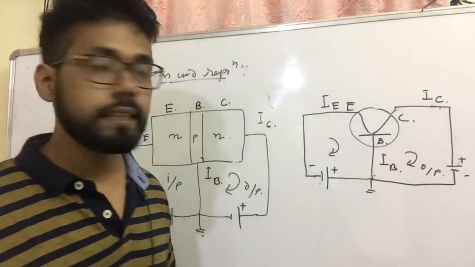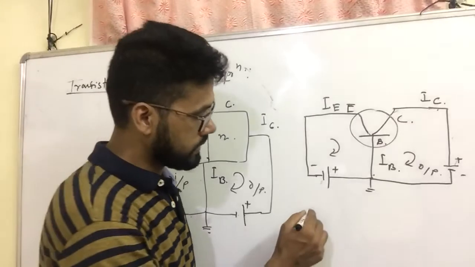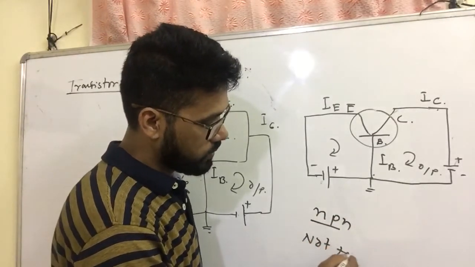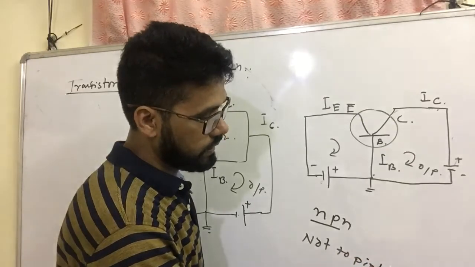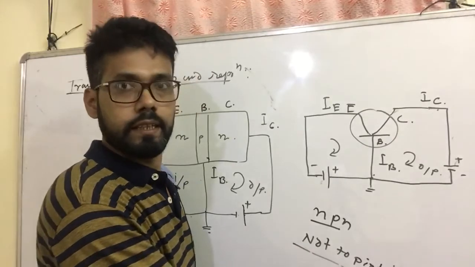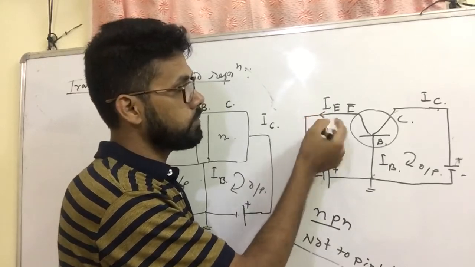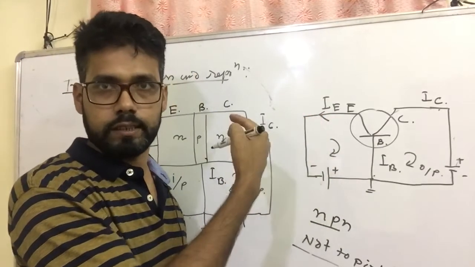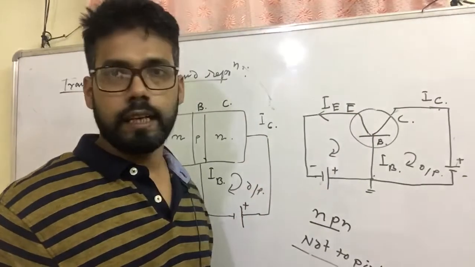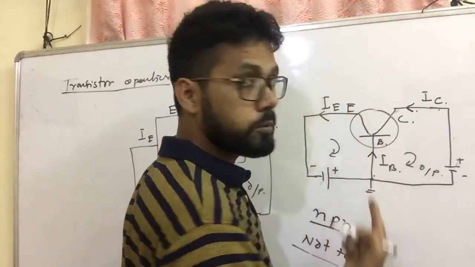Now what is the direction of current? How can you remember? I am giving you a short trick: NPN, not pointing in. NPN means not pointing in. That means it will be out in the case of the emitter. So the emitter current moves in the outward direction. If the emitter is outward, then what is the direction of the other current? The collector is inward, moving toward the inside.